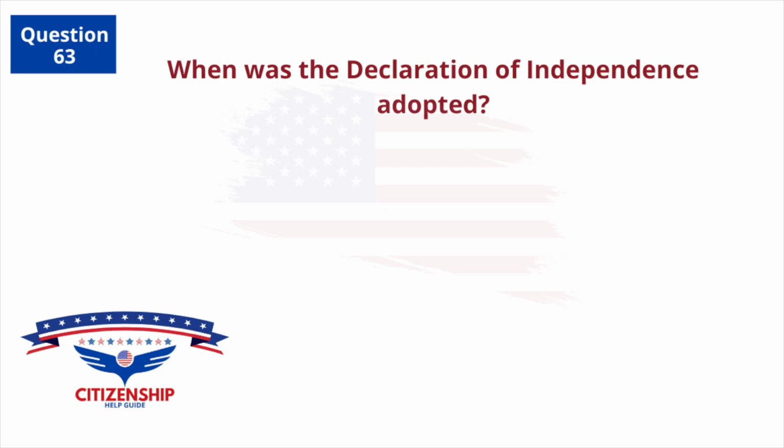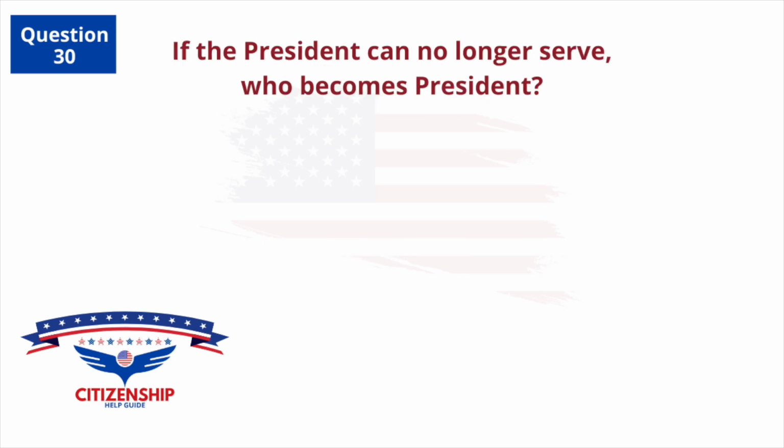When was the Declaration of Independence adopted? July 4, 1776. If the president can no longer serve, who becomes president? The vice president.